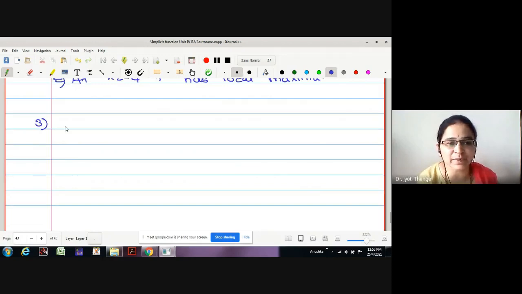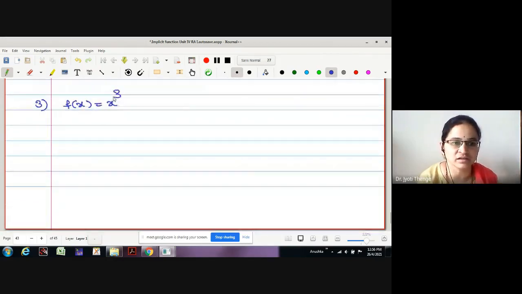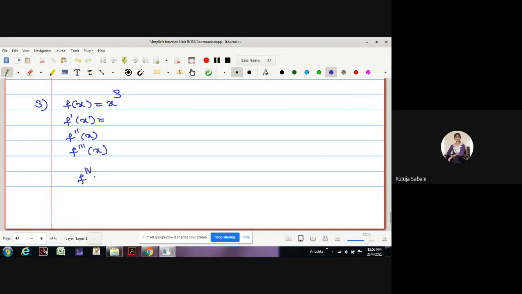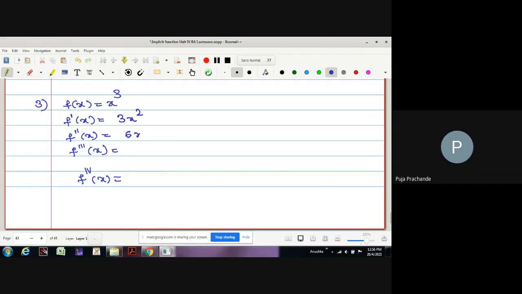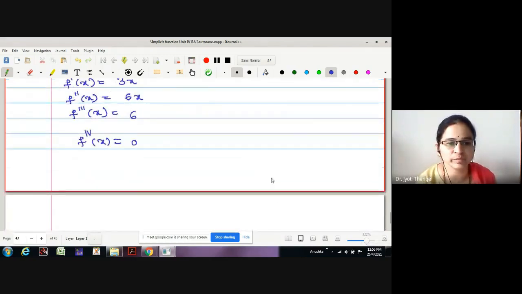Right? Now let us take the same example which we have discussed in the starting, f of x equal to x cube. It has not given us local maxima or minima. Now let us check this again. First derivative: 3x square. Second derivative: 6x. Third is 6. Fourth is 0. And all onwards are again going to be 0.